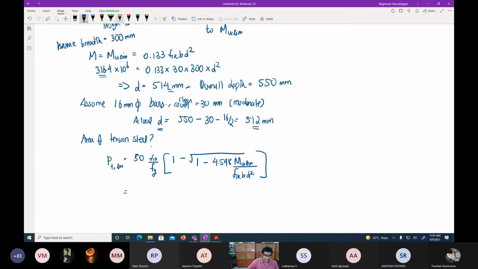To help you, I'll write the values. This is 30, this is 500, this is 316 into 10 power 6. Again 30, 300, 512. So get me the percentage of steel. Once everybody is done, they can tell me.